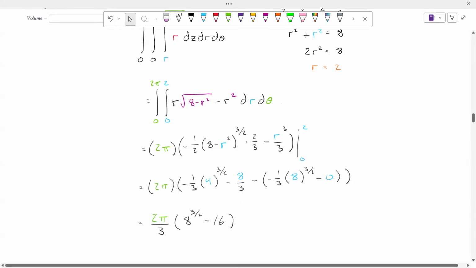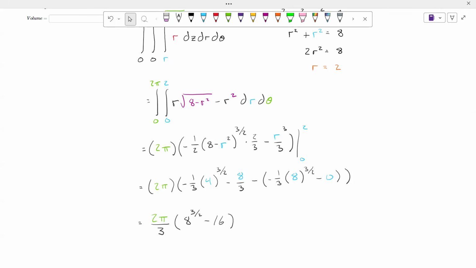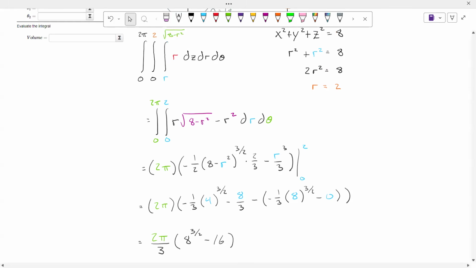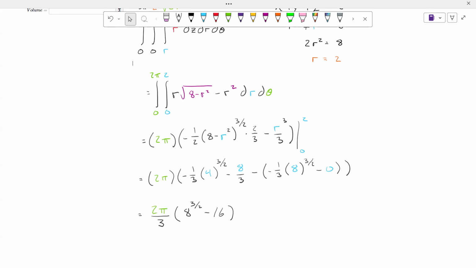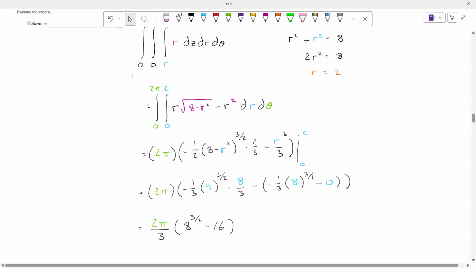I've included my work right here to just keep track of where each of these pieces are going. Mostly the dz and d theta integrals are both pretty straightforward. Theta is just 0 to 2 pi, like we've seen several times.